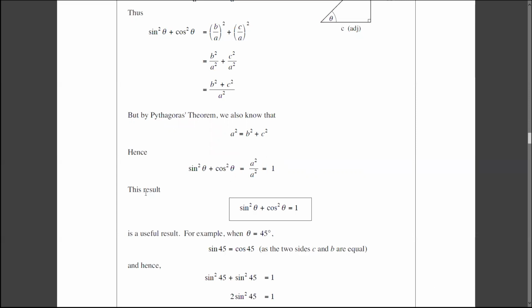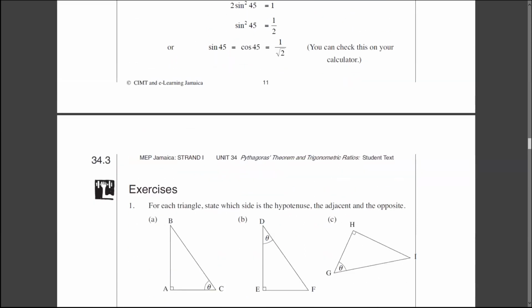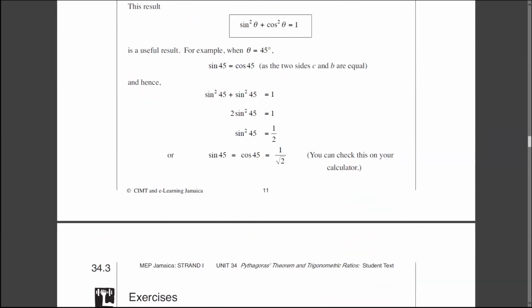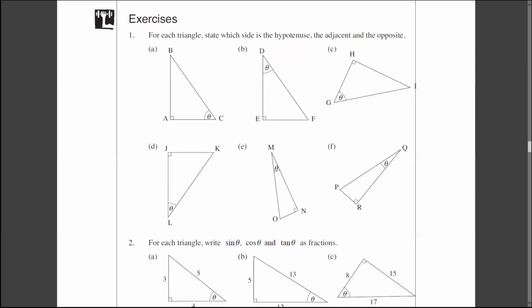This result is a useful result. For example, when theta is equal to 45 degrees, sine theta equals cos theta, as the two sides, c and b, are equal. They give some other things here that I don't need to know. The proof is good to understand, but you can answer questions without knowing the proof.